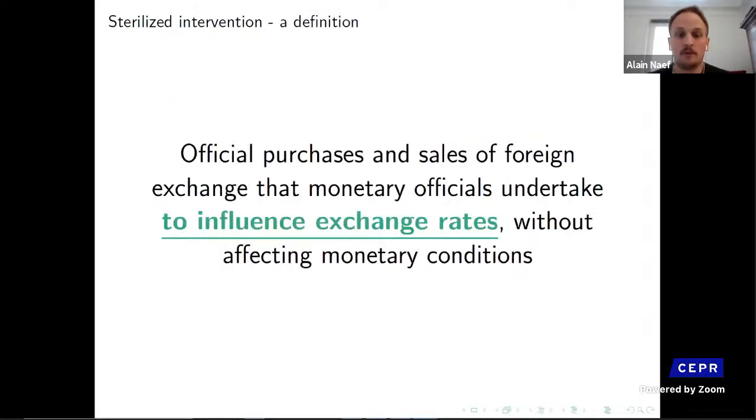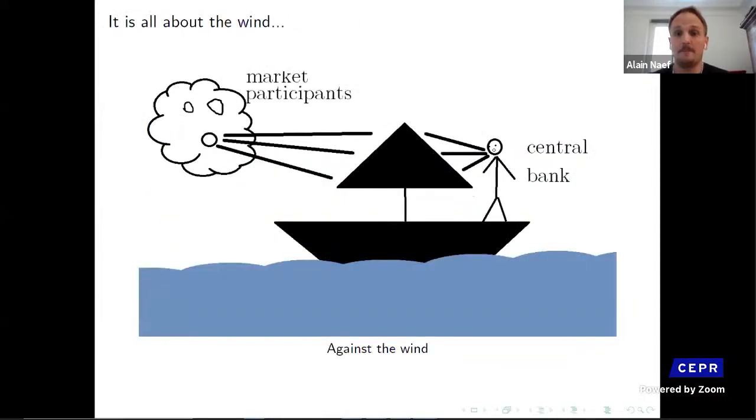Just so we know what we're talking about, what is sterilized intervention? Here we're only looking at sterilized interventions, which are official purchases and sales of foreign exchange that monetary authorities undertake to influence exchange rates. The sterilized part means that it's not affecting monetary conditions. And this influencing of the exchange rate is quite important, because there really needs to be an intention to impact the market.